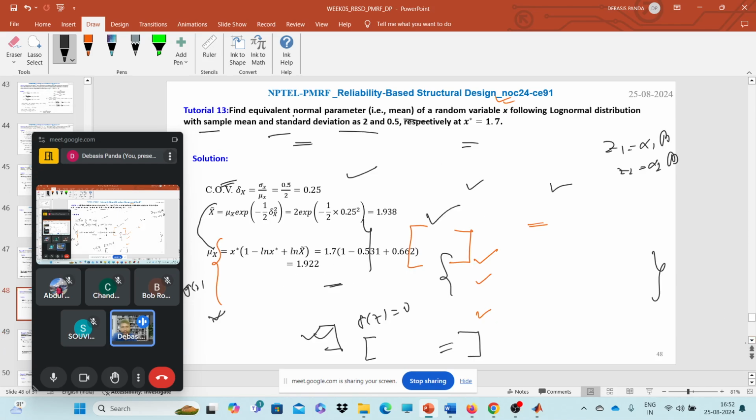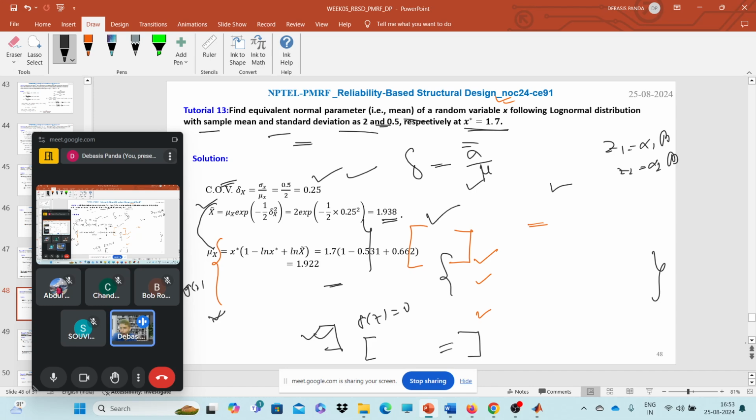Now what this problem says: find the equivalent normal parameter of a random variable x that follows a log normal distribution, with sample mean and standard deviation given. And look, the reference point is very important. The reference point is also given. For the log normal distribution, we need to find the coefficient of variation, which is nothing but sigma by mu. Once we have the coefficient of variation, we find the x tilde. If we calculate it, it comes as this.